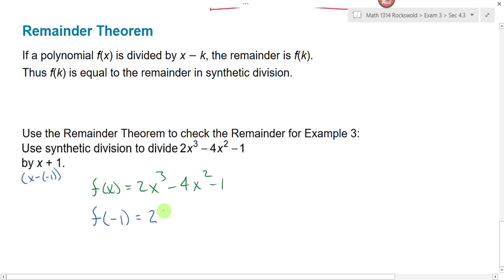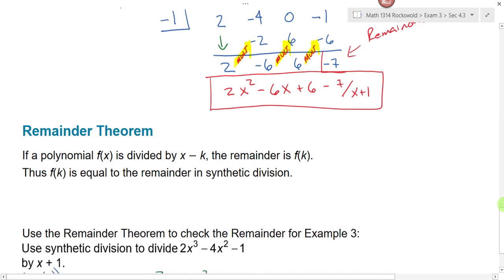So 2 times -1 cubed minus 4 times -1 squared minus 1 is f of -1. What happens when you cube a negative? It's still negative, so this is going to be equal to -2. What happens when I square a negative? So this is -4 times 1 is -4, and then minus 1. -2 minus 4 is -4 minus 1 is -7. And that's the same thing that we got in the problem above. We had a remainder of -7.